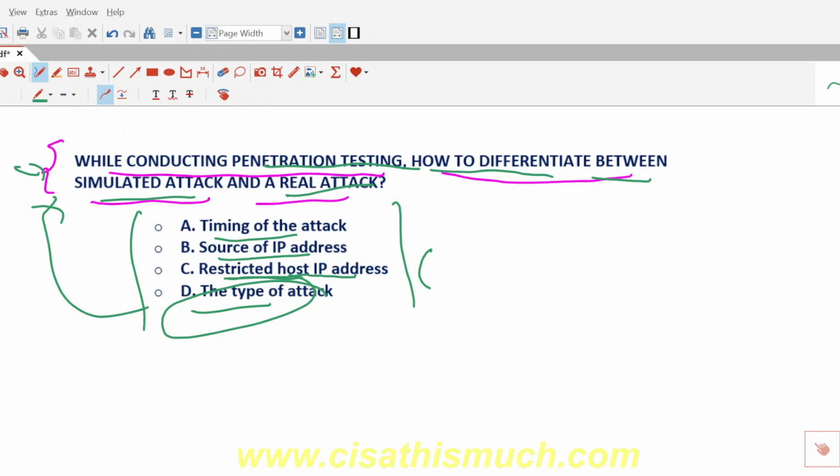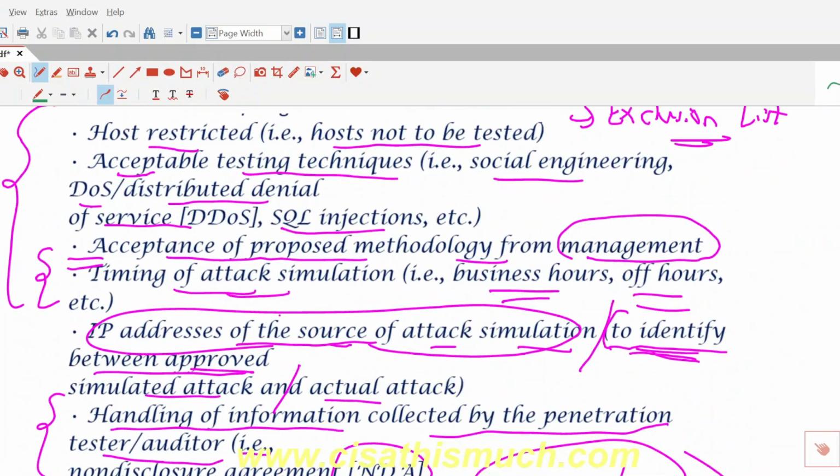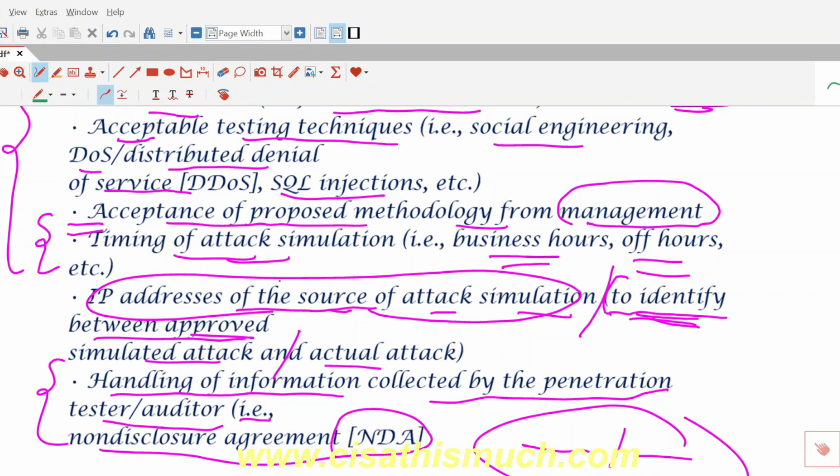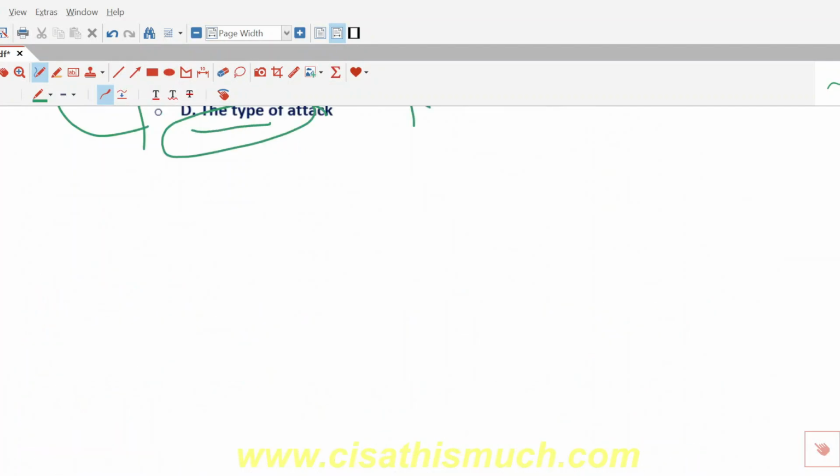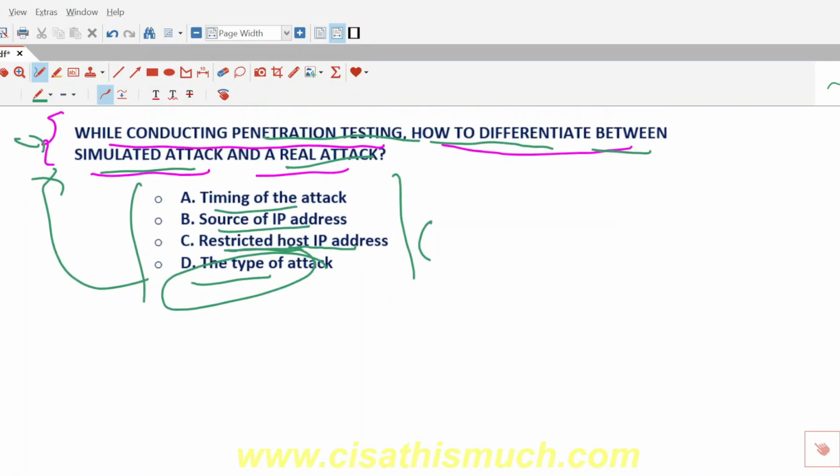All four options are mentioned in the review manual, but the review manual itself has mentioned that the answer should be source of the IP address, because that is given in the bracket. If you go here, that is given in the bracket. That is one of the reasons to identify between the approved simulated attack and the actual attack. But understand one thing, normally, as I've told you, hardly any question comes word to word from the review manual. This is one of the exceptions, right?